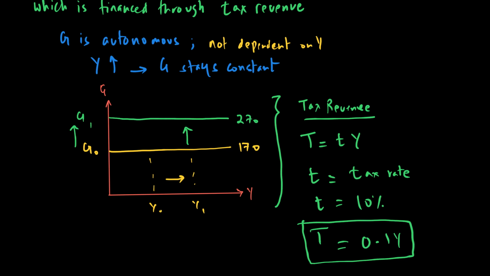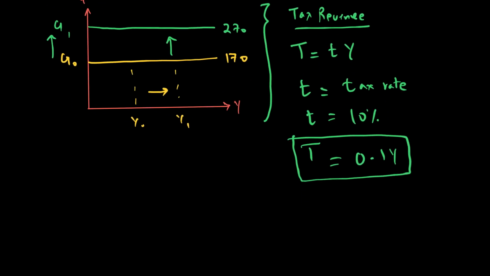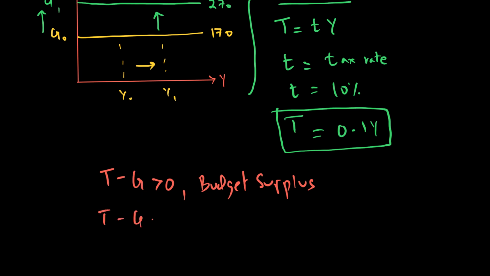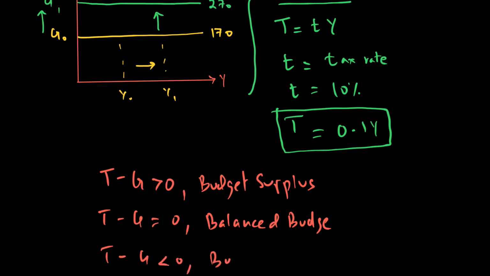From here, we can find out what we call budget balance. What is budget balance? Budget balance is simply T minus G. If T minus G is greater than 0, we say this is a budget surplus. Why? Because government revenue is more than the government expenditure. Now, remember this, guys, that taxation is a withdrawal in the circular flow of income, while government expenditure is an injection. Similarly, if T minus G is equal to 0, we call it a balanced budget. And if T minus G is less than 0, we call it a budget deficit.